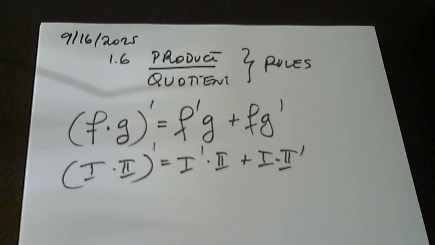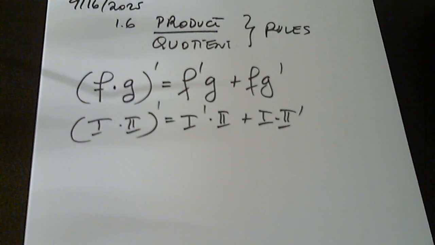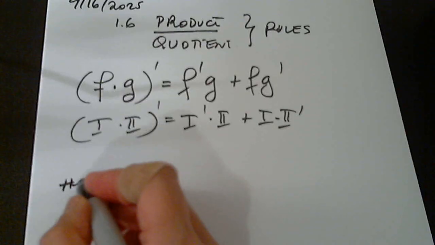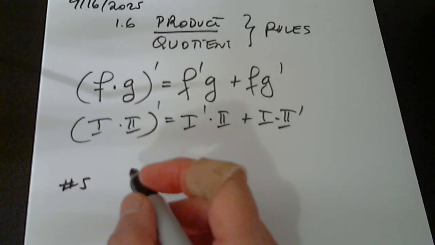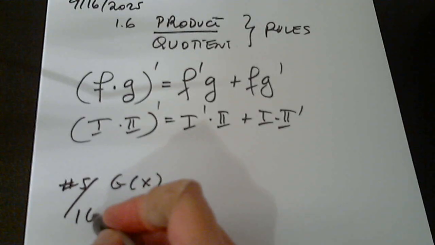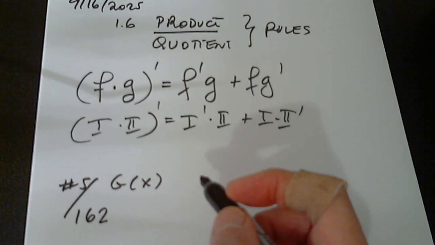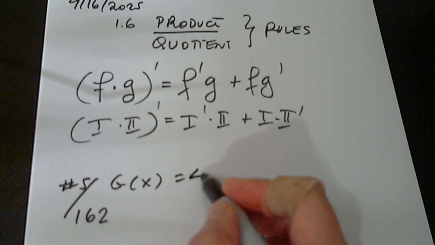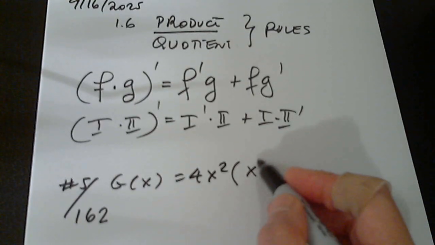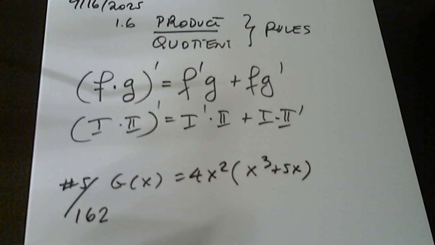Can you do 12? Okay, let's do 12. I think we should start with something more human, like, for example, 5. And then we can look at 12. So in 5, we have a function g of x. This is on page 162. And this is 4x squared multiplied by x cubed plus 5x. So this is problem 5, g of x equals 4x squared times x cubed plus 5x.